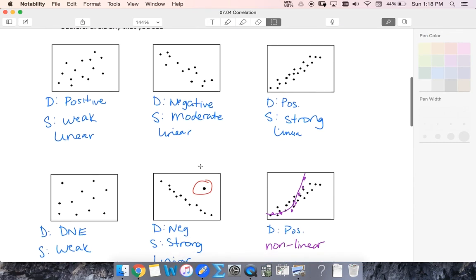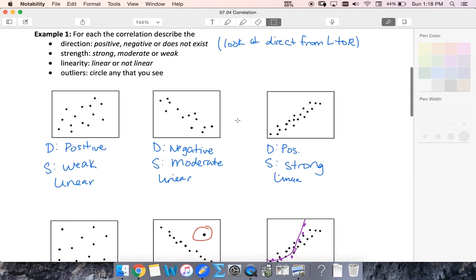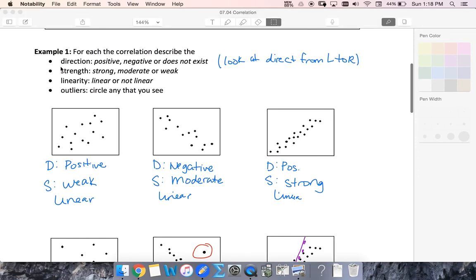Okay, and then we circled the outliers that we saw. So that's the basic idea of correlation. We use direction, strength, linearity, and outliers to describe them.